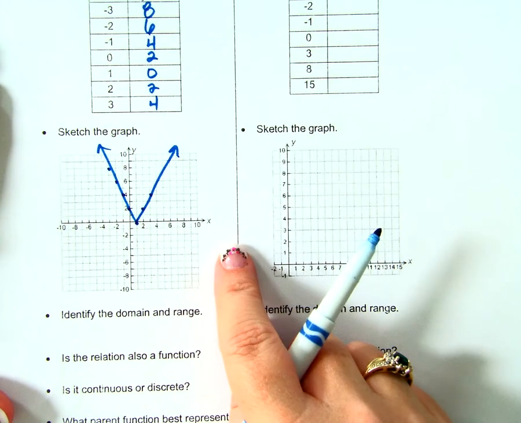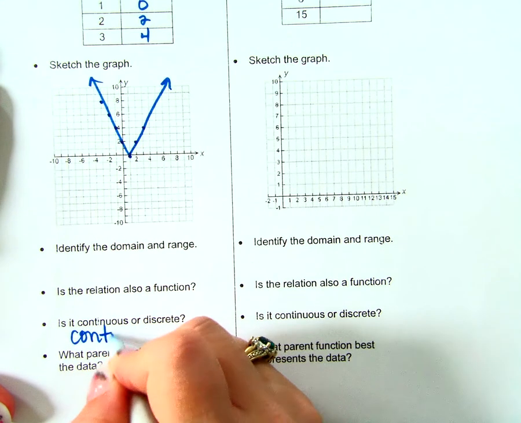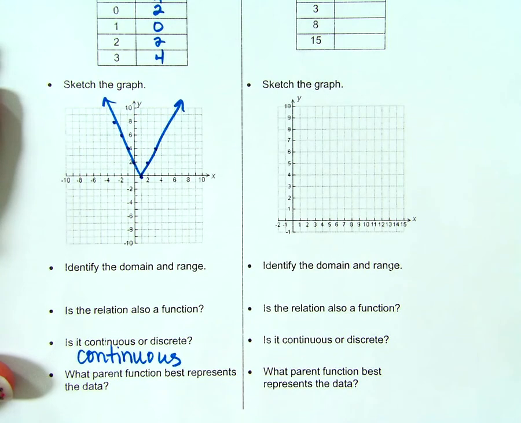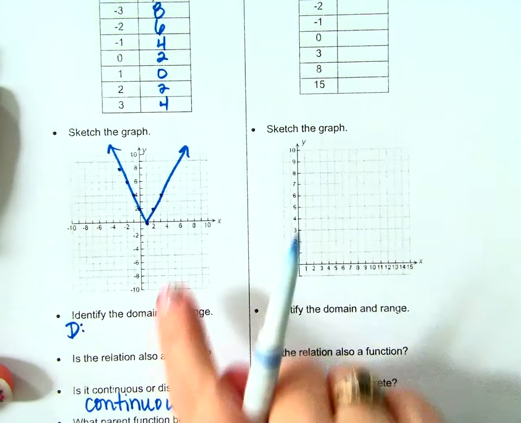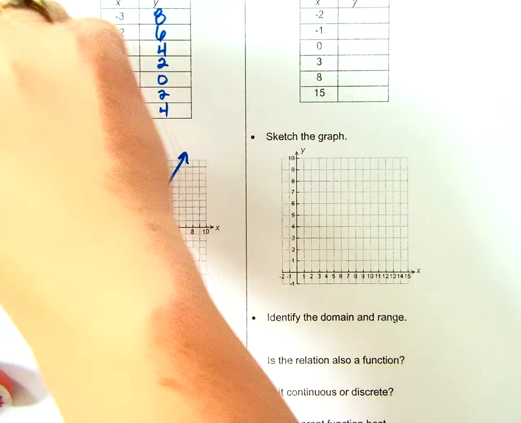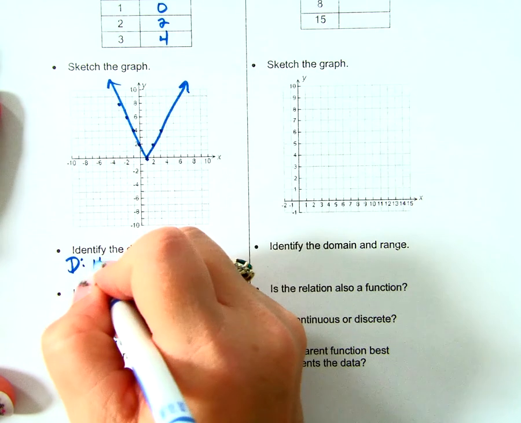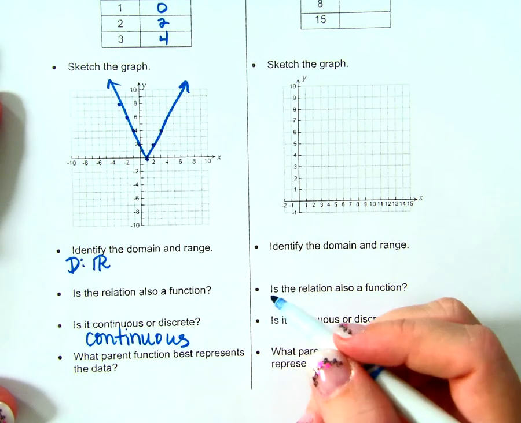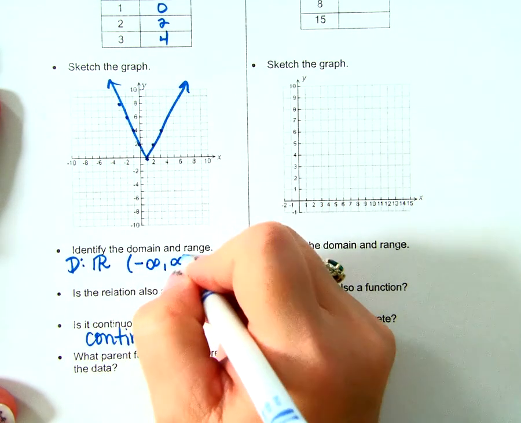Oh, and now it's not a check anymore, is it? It's a V, isn't it? Okay. So we already answered this one, continuous. What's the domain? How far to the left does it go? How far to the right does it go? So I have a couple choices. I can write this fancy R, which means all real numbers, good. Or I can write it the other way, which looks like this.